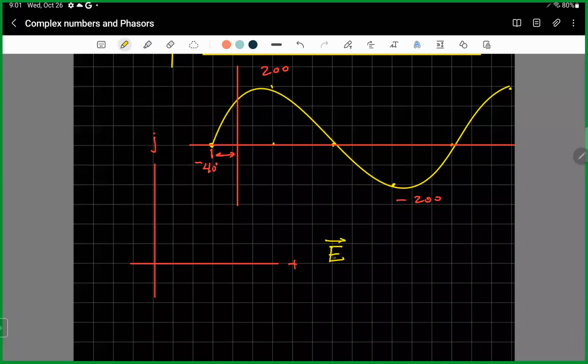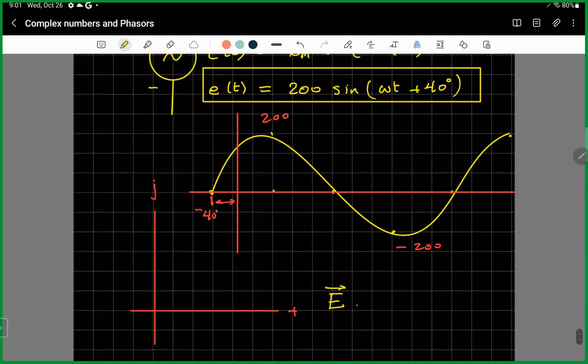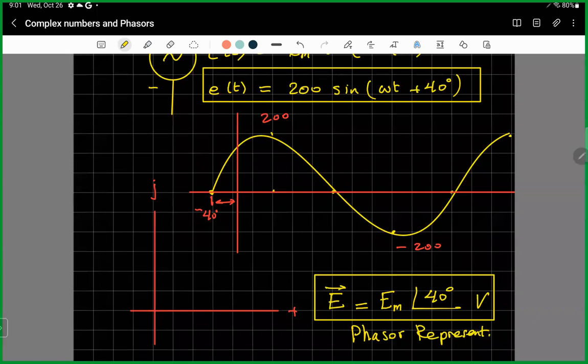In the textbook, you'll find that E is bold. I make an arrow here because I can't do bold here. Equal to the magnitude, without anything on top, only the magnitude, and the angle is 40 degrees. And this is the unit, voltage. This is the phasor representation. Mathematically, that's the phasor representation, easier than sketching this waveform every time.